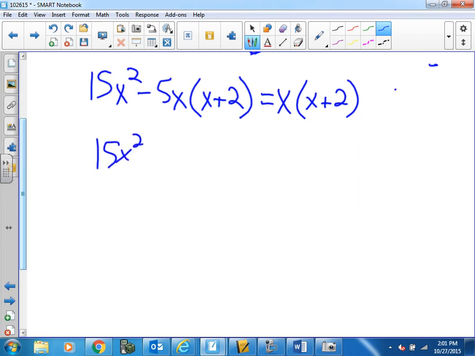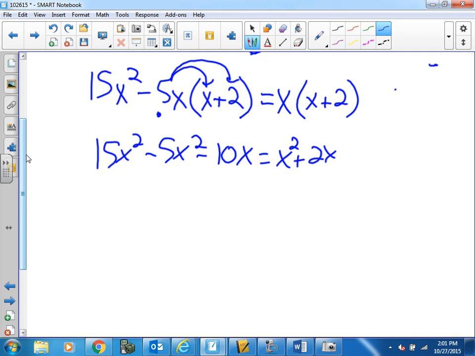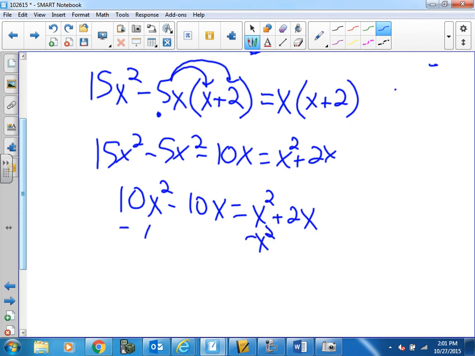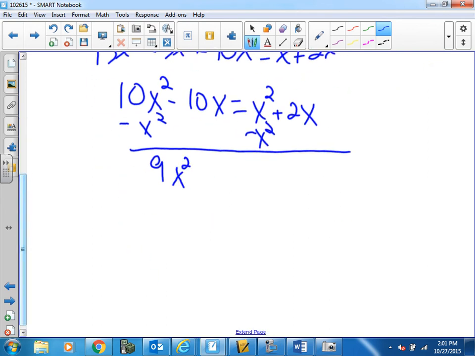All right. Now we can go ahead and start doing some math. So we have 15x squared. So now you have a negative 5x. So you have minus 5x squared, and then a negative 5x times 2, which is minus 10x equals x squared plus 2x. All right, now we have 15x squared minus 5x squared. That is just 10x squared equal, nope, I'm sorry, minus 10x equals x squared plus 2x. Now I can subtract, well, you can do it anyway. I'll subtract x squared, and end up with 9x squared minus 10x equals 2x.